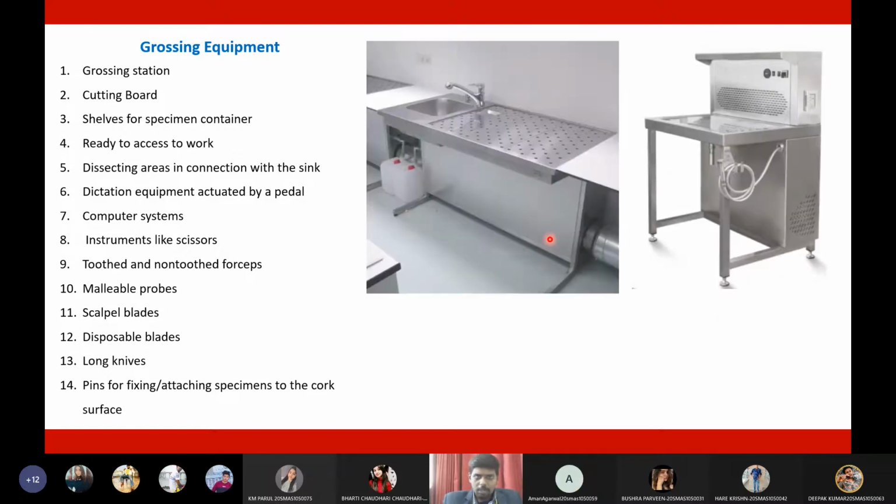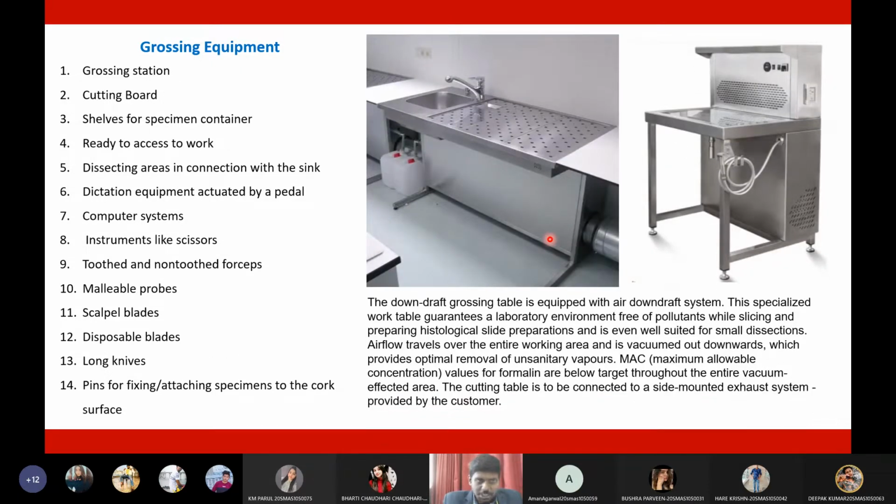Then we require a wash station. This is called a wash station. Okay, grossing wash station. So usually, once the specimen comes into the lab, if the specimen is contaminated with any debris, then this specimen will be washed in this table. This table will have holes.